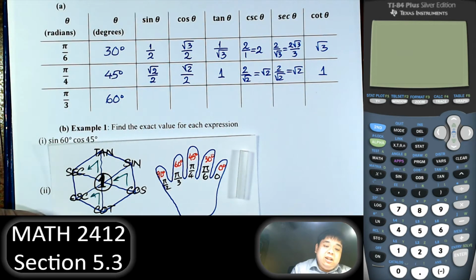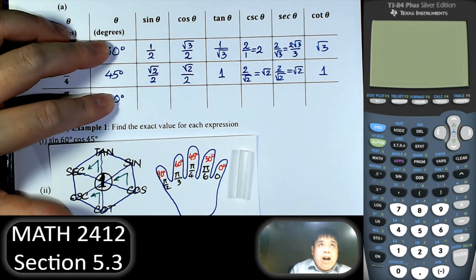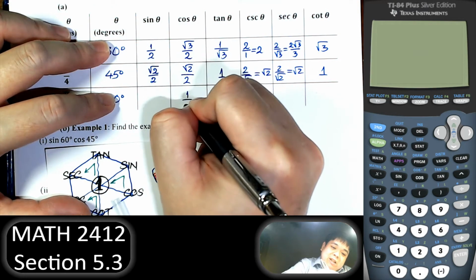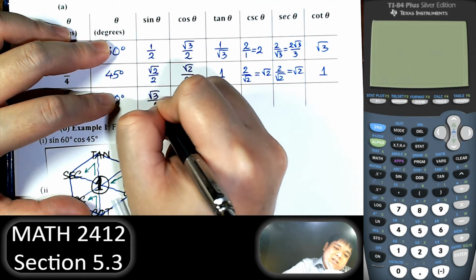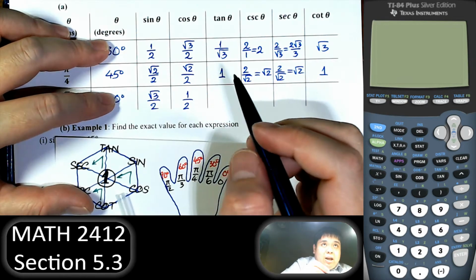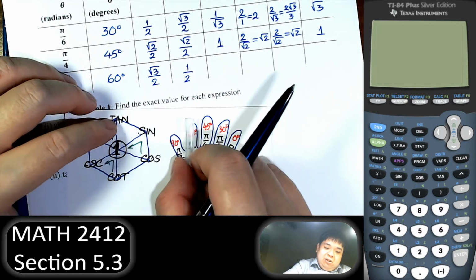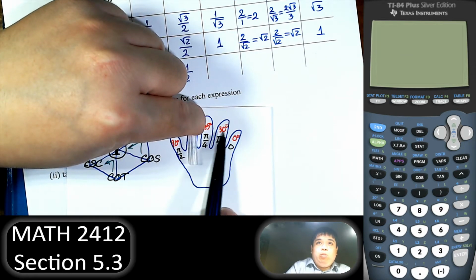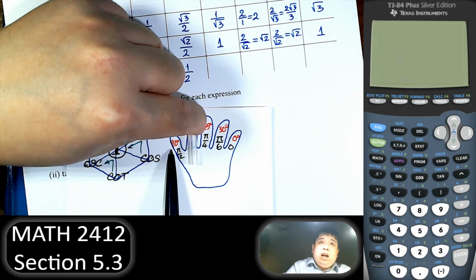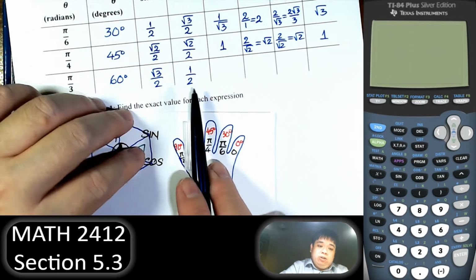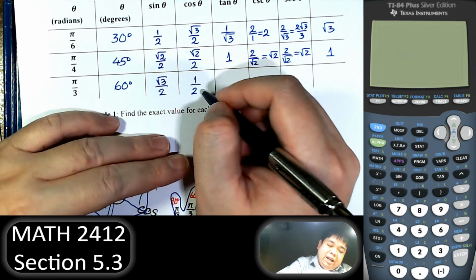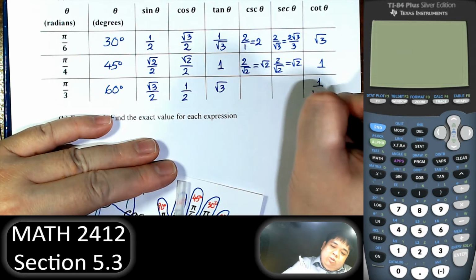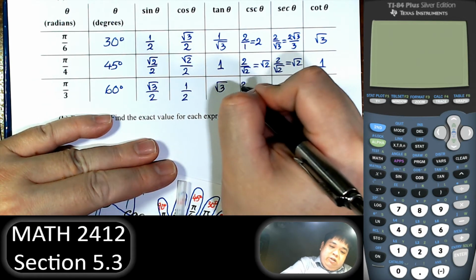And then 60. Well, 60 and 30 are complementary angles. So 1/2, you can just say, but let's say 60 degrees. So 3 fingers on the right, square root of 3 over 2 is sine. Cosine is square root of 1 over 2. And then dividing these two, we have square root of 3, and 1 over square root of 3. And then we just flip them.